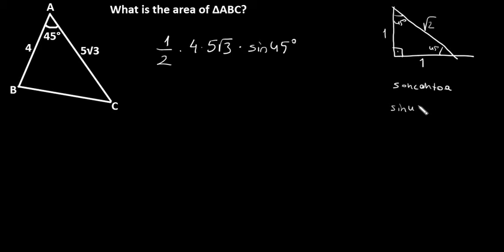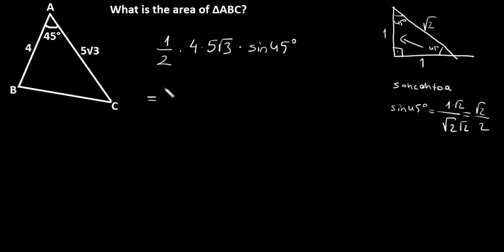So sine of 45 is going to be equal to opposite over hypotenuse. You can pick one of them, for example this 45 degrees. The opposite is 1, as you see, and the hypotenuse is root 2, so 1 over root 2. You can multiply both numerator and denominator by root 2, so I'll get root 2 over 2. So sine of 45 is equal to root 2 over 2.